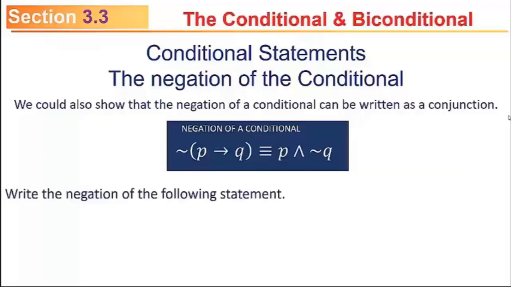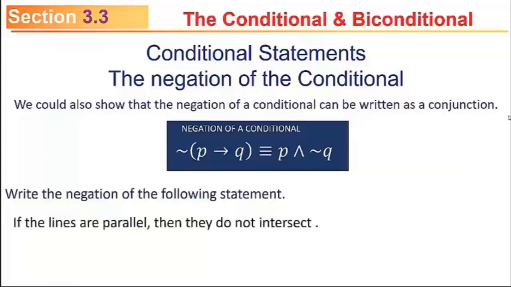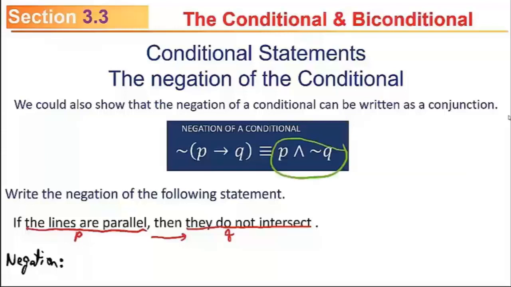An example: write the negation of the following statement. The statement is, if the lines are parallel, then they do not intersect. So for the negation of that statement, "the lines are parallel" is like the P. The if-then is the right pointing arrow. "They do not intersect" is like Q. So forming the left hand side of the statement and changing it into the right hand side of the statement is what they're asking me to do.